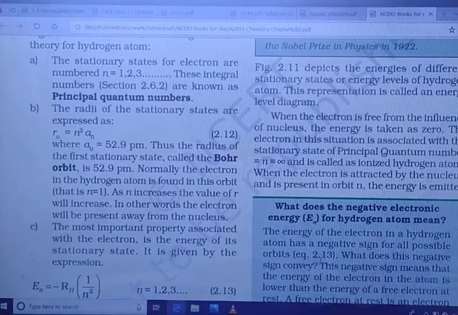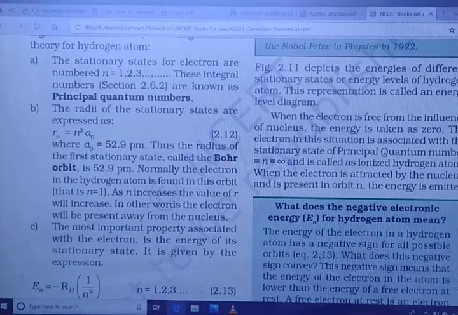If I talk about hydrogen, whose atomic number is 1, the radius r1 will be 1 square into a naught. 1 square is equal to 1 only, and a naught is 52.9 picometer. So normally the electron in the hydrogen atom is found in this orbit where n is equal to 1. As n increases, the value of r will also increase.